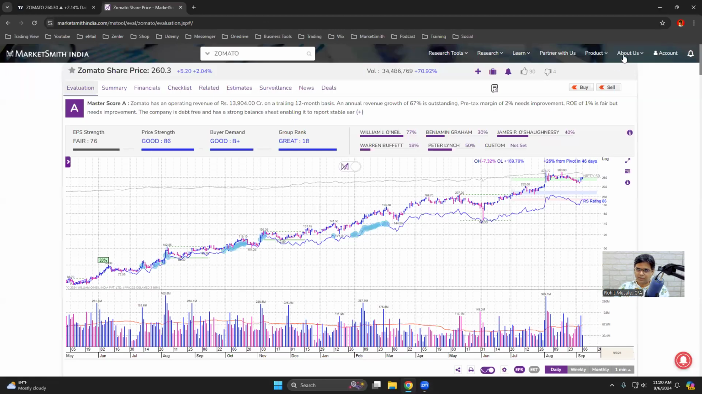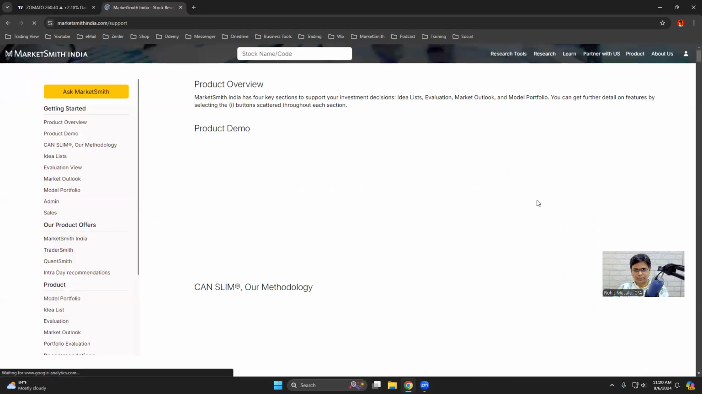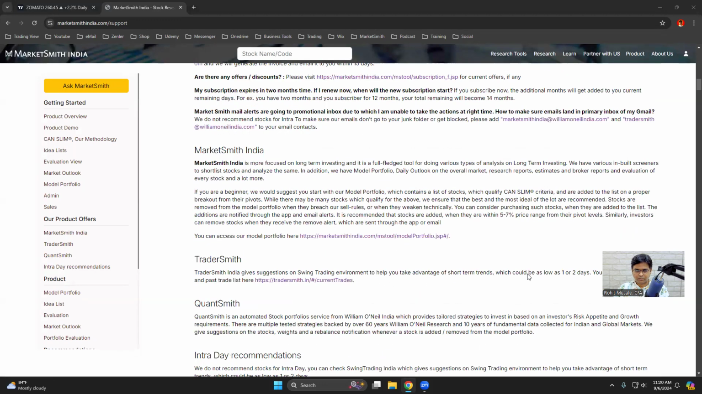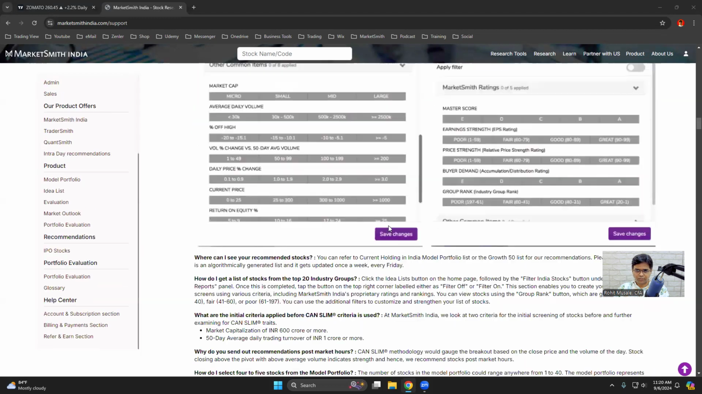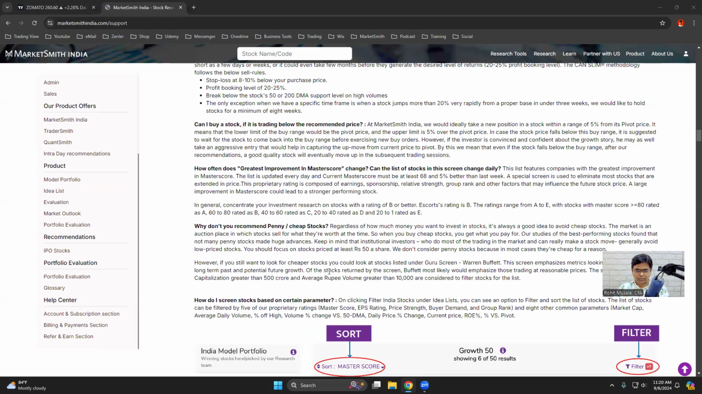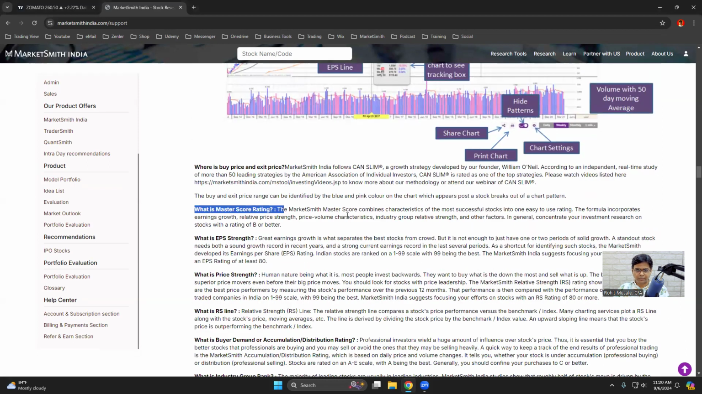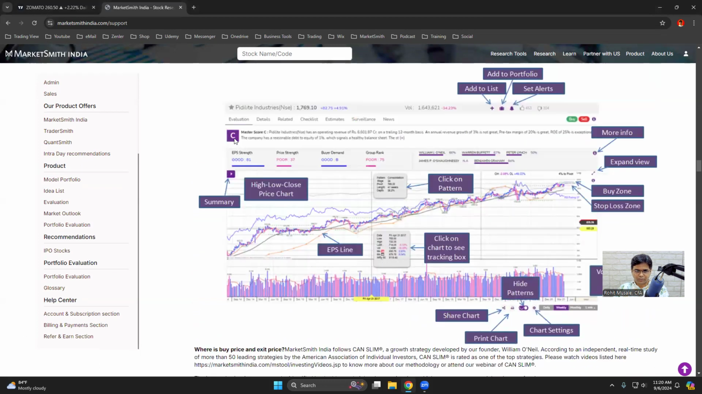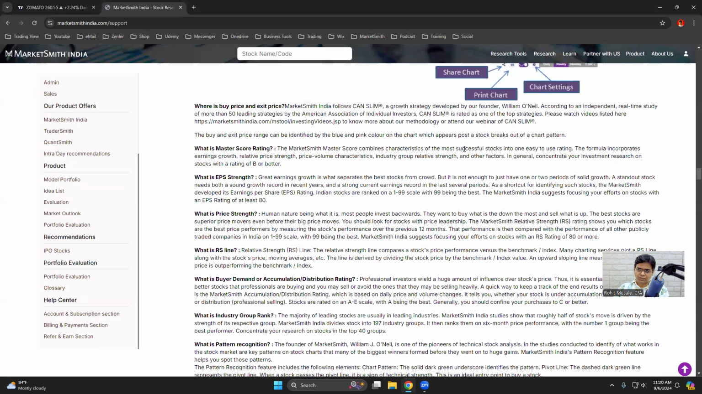So this is MarketSmith. Click on product, click on support. Now I want you to look at this page. If you scroll down, see this, they talk about market score here. Let's keep scrolling down. Somewhere here you will find the master score definition. See, what is master score rating? This is master score rating. The MarketSmith master score combines characteristics of the most successful stocks into one easy to use rating.